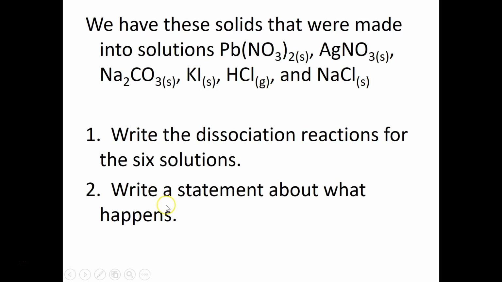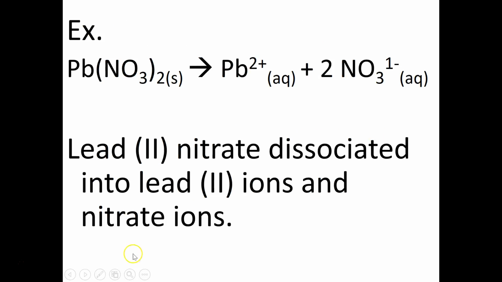The second part of this question is that we're going to write a statement about what happened. You'll see what I mean in the first example. So, in the first example, the one we gave you on your sheet, we've got the solid lead 2 nitrate over here. We dissociate it, we break it apart into its ions. We have a lead 2 plus ion, and a nitrate 1 minus ion, or 2 of those nitrate 1 minus ions. So the statement here is going to be lead 2 nitrate dissociated into lead 2 ions and nitrate ions.